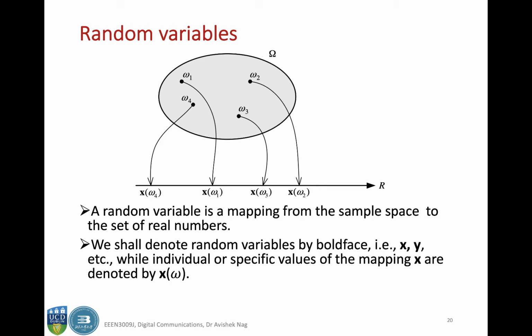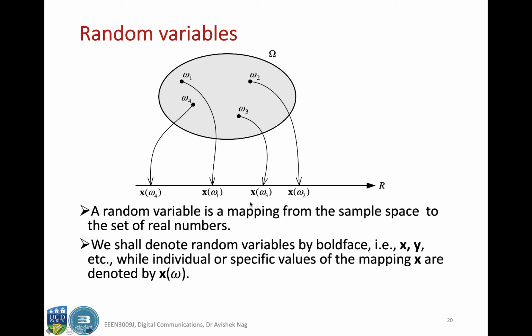So all those events are part of the sample space. So let's say in this example, in this figure, you see that the entire sample space is capital omega, and then you see that there are different points within this sample space: small omega 1, small omega 2, small omega 3, small omega 4. And if you associate a real number with each of these points in the sample space, then you get some numbers. You basically get a mapping as shown in this figure.